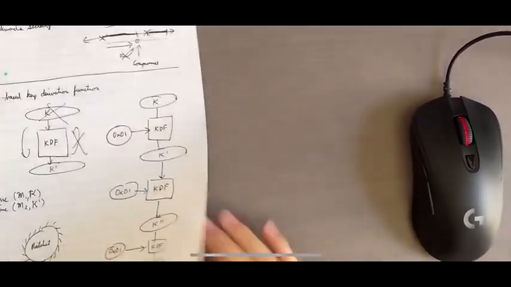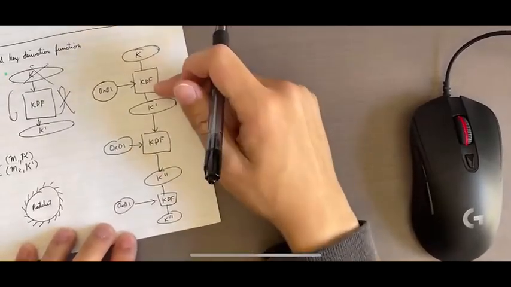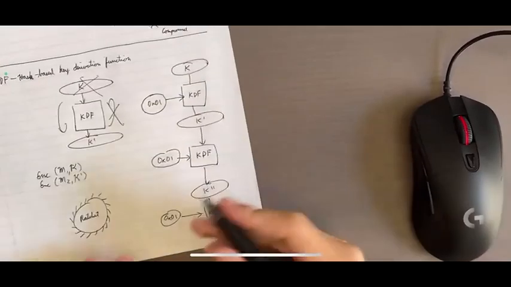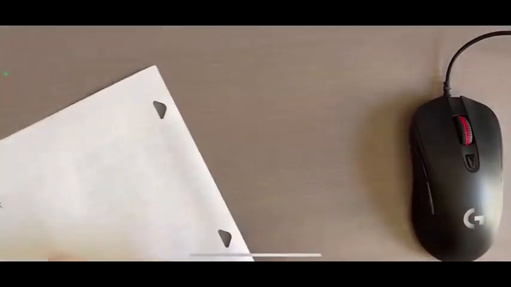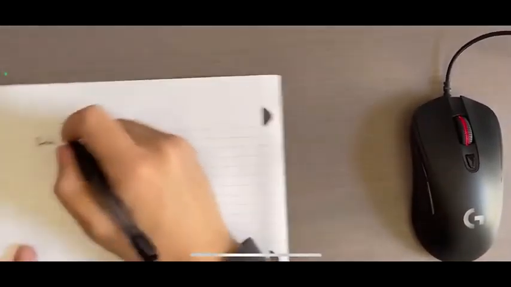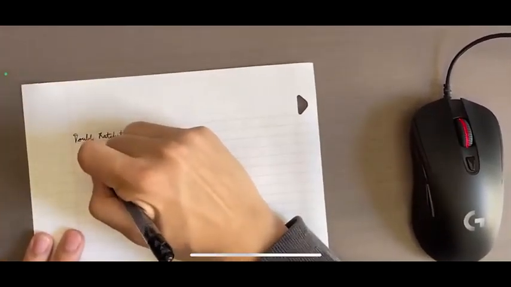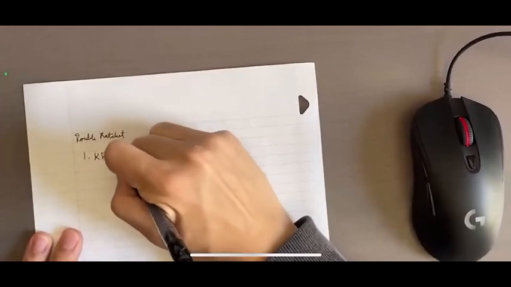So back here is our first ratchet. Our first ratchet is just that we have this KDF algorithm that's going this way. We're going to call this our KDF ratchet. Number one is our KDF ratchet.